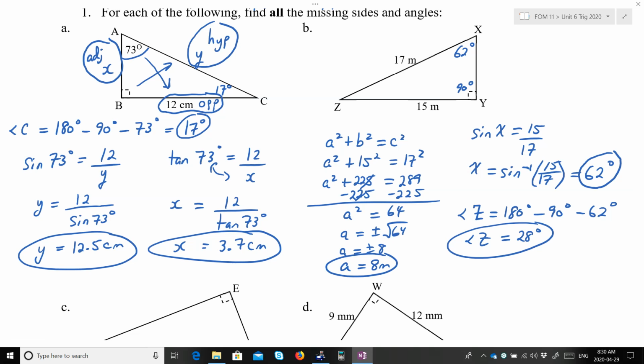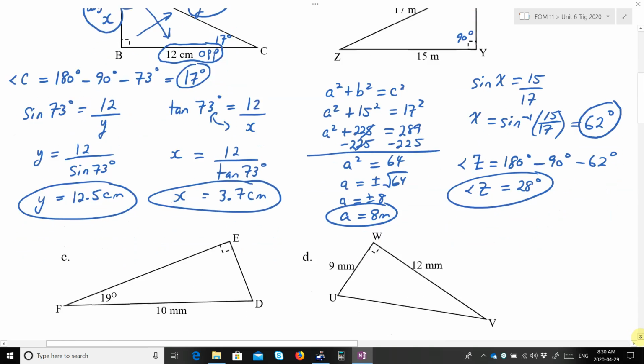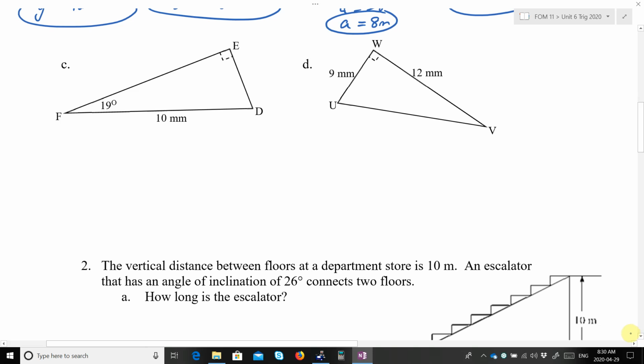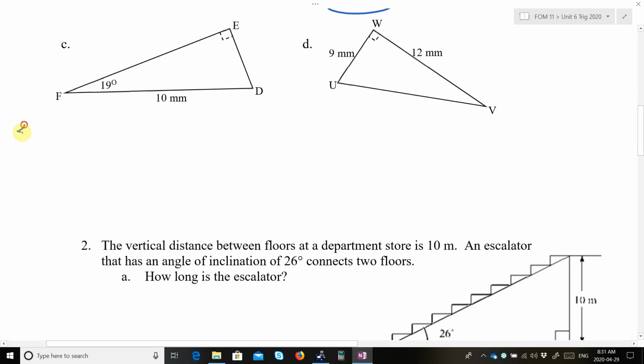Okay, which is consistent with the answer key. All right, let's do letter C. So we've got two angles and a side. So we can get angle D pretty easily: 180 degrees minus 90 degrees minus 19, which I believe is 71 degrees.